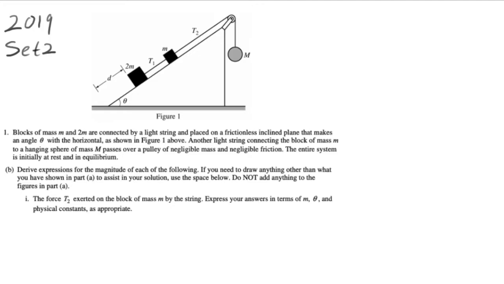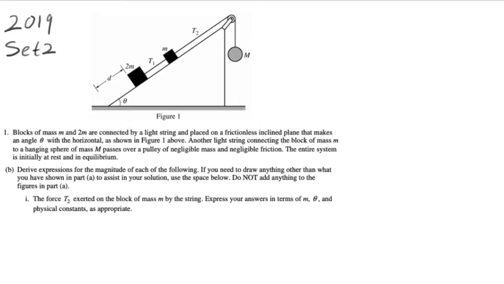B, Part I. The force T2 exerted on the block by mass M by the string. Express your answers in terms of these variables and physical constants. This question is asking us to derive an expression for a force. So going back to the overall concepts, I immediately think of Newton's second law, F net equals ma.